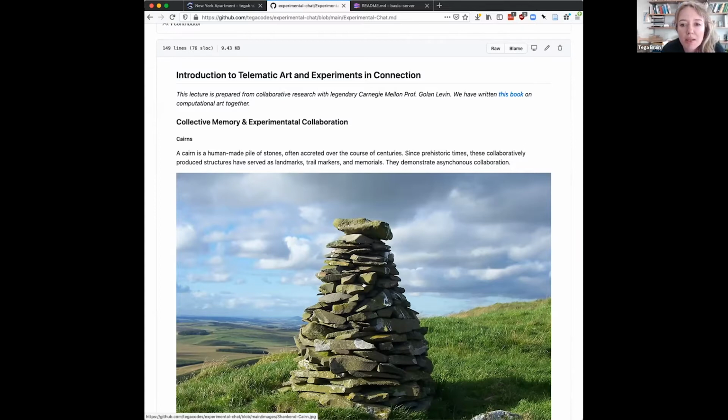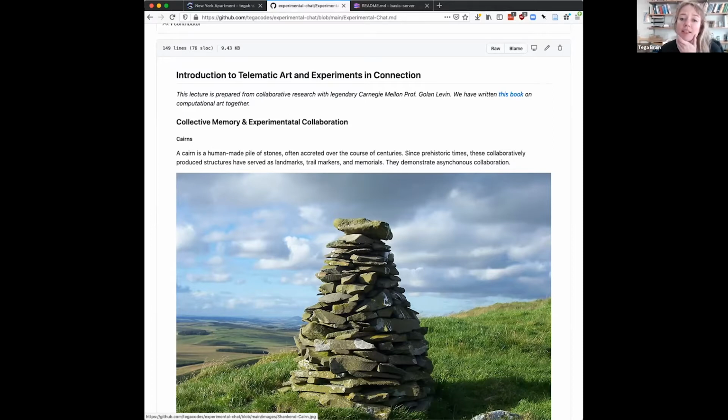The first being using real-time technologies to produce works of art that focus on experimental collaboration, this idea of persistence or collective memory in online interactions or digital interactions often. How have artists created artworks where a crowd or a lot of people online can contribute to something that ends up being emergent and taking a life of its own?